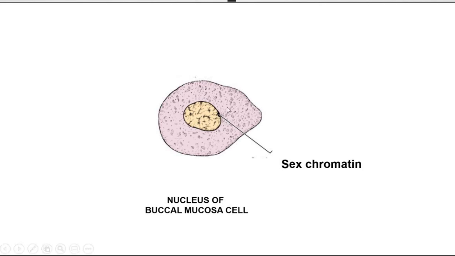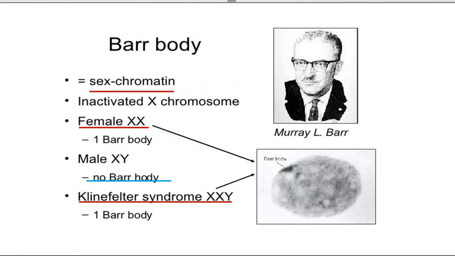So you observe the buccal mucosa cell. This is just one cell, of course, you will have many, right? So this is the nucleus of the buccal mucosa cell, and you can see that at one part on the inner aspect of the nuclear membrane is the condensed chromatin, that is, the sex chromatin. Sex chromatin is also known as the Barr body because it was first demonstrated by Murray L. Barr. And you all know that this sex chromatin is nothing but the inactivated X chromosome, which is going to be found in females and not in males.